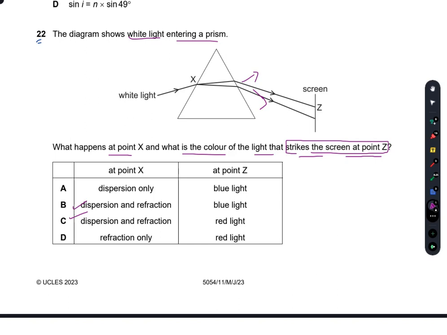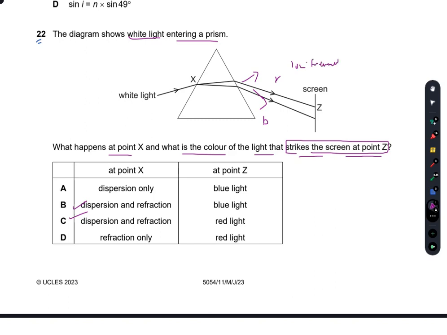And now at point Z, I know that red color would be at this point and blue color would be at this point. A blue color has the highest frequency. A blue color has high frequency, and red color has low frequency.